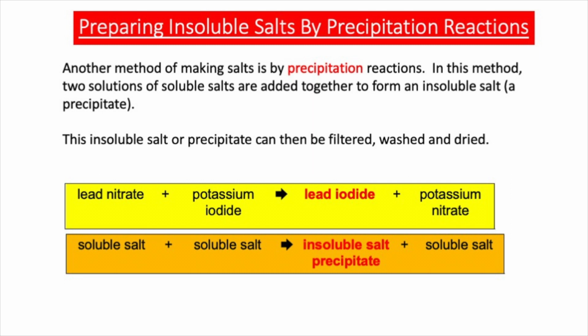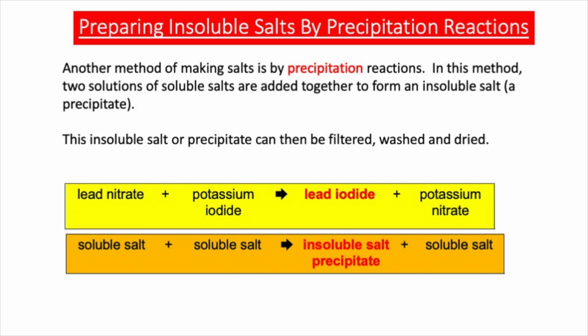Now another method of making salts is by precipitation reactions. And in this method, two solutions of soluble salts are added together to form an insoluble salt called a precipitate. And the insoluble salt or precipitate can then be filtered, washed and dried. So for example, lead nitrate is a soluble salt. So is potassium iodide. Now if we mix solutions of lead nitrate and potassium iodide, we form lead iodide, which is insoluble, our precipitate, along with potassium nitrate, another soluble salt.